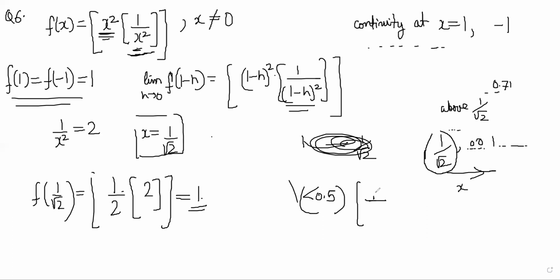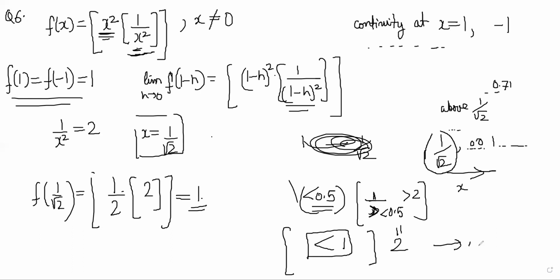1 by something greater than 1 by √2, square of that will be less than 1.5, so this is greater than 2. So GIF is 2. And this is less than 0.5 multiplied, so less than 1 it comes, and GIF of the whole thing becomes 0, right? So basically we have confirmed that this is 0 here, and at 1 by √2 it is 1, no? So it is discontinuous at 1 by √2.